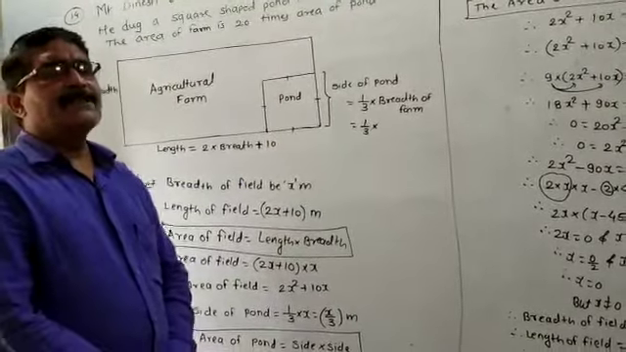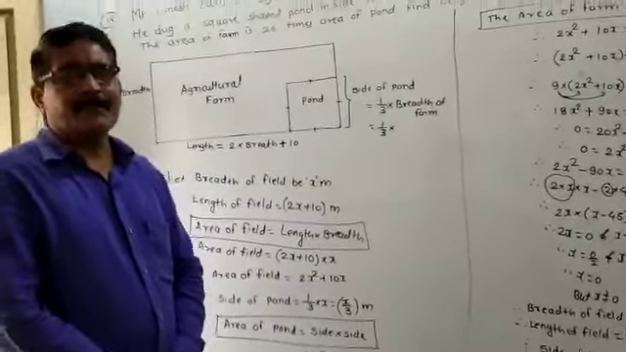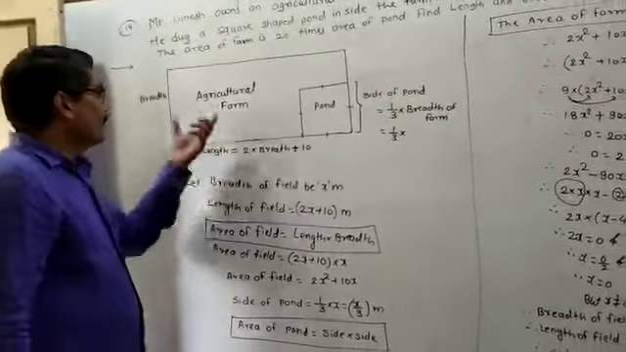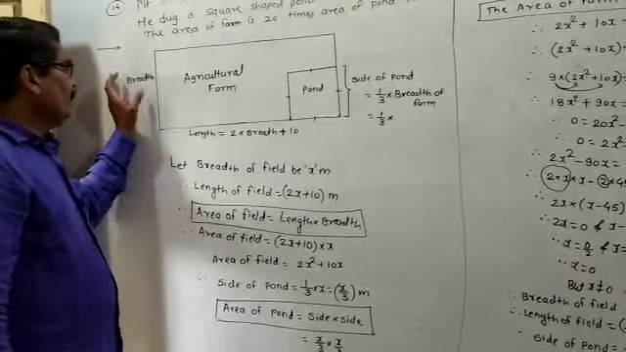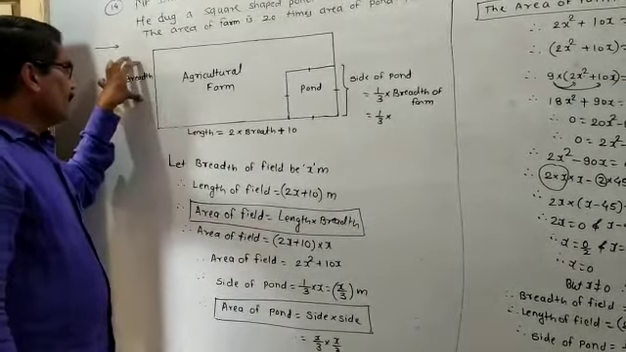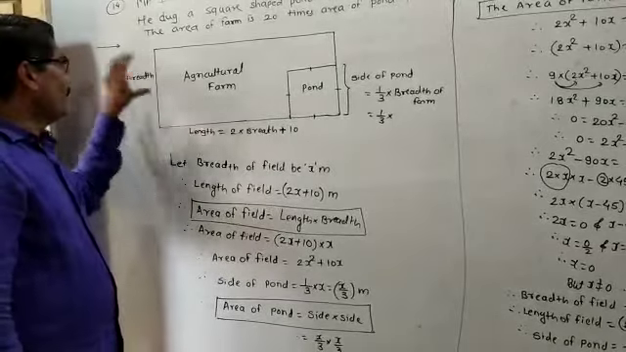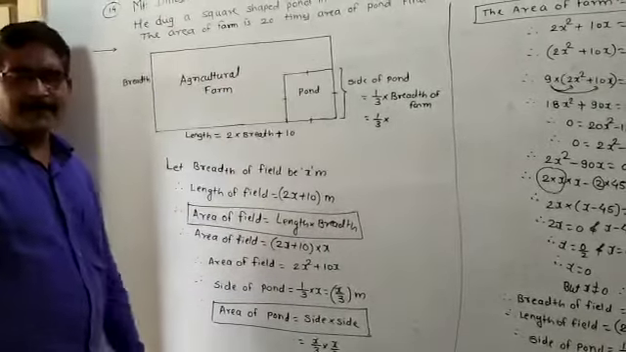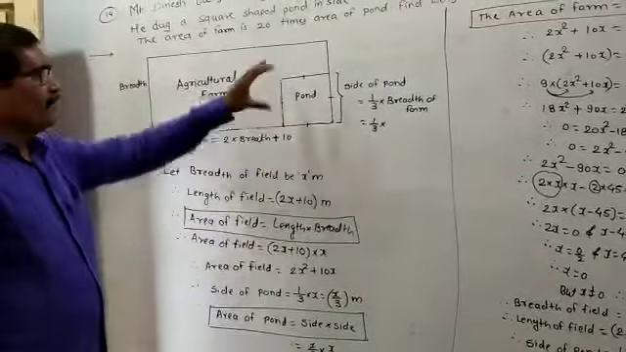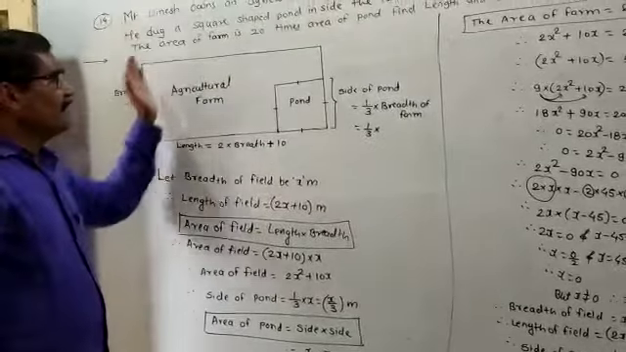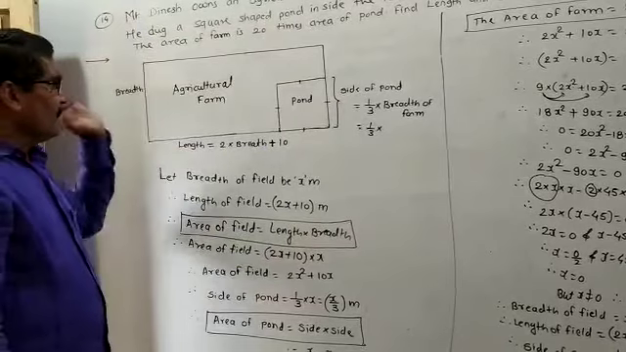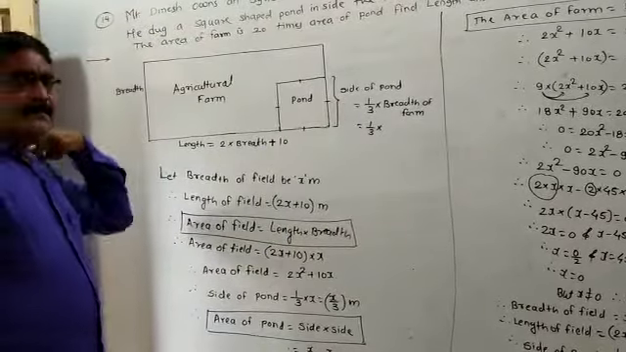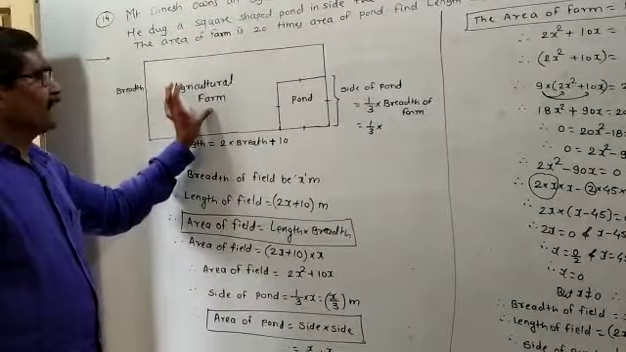First of all, these things are compared with the breadth of the agricultural farm. So what you have to do, this is the breadth, this breadth is compared with this length, and this breadth is compared with the side of the pond. This pond is of square shape and this agricultural farm is of rectangle shape.